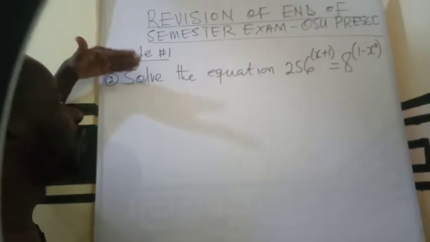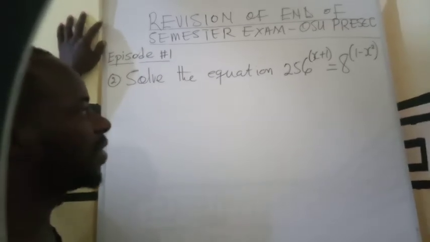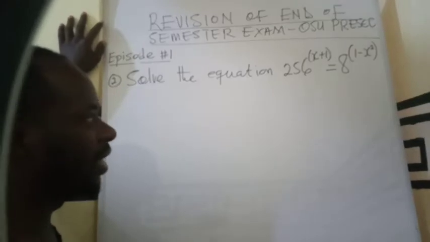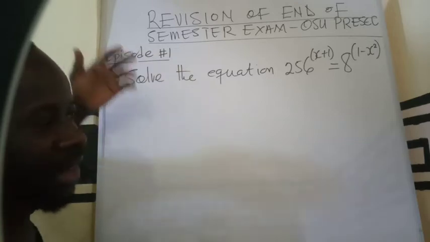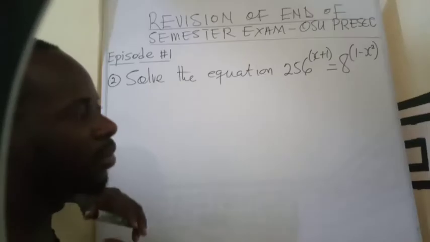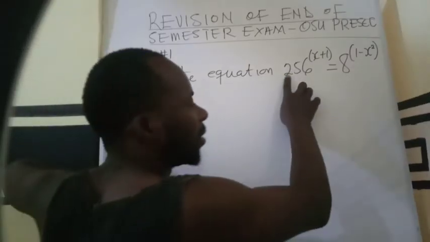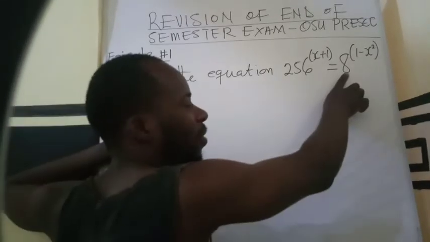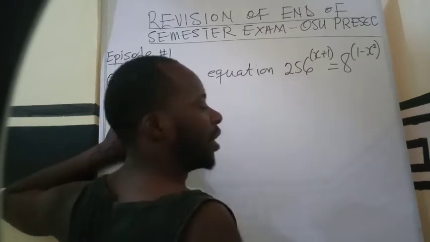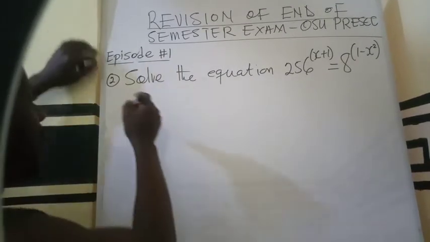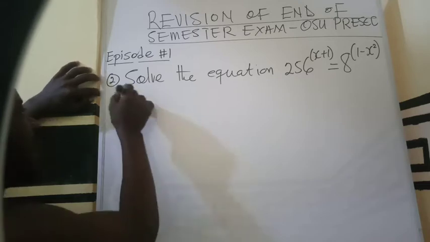Okay, the next question is also indices. We have to solve the equation 256 exponent x plus 1 is equals to 8 exponent 1 minus x squared. So we can see that the variables are in the exponent. So we equate the bases to be the same. So we break 256 and 8 into the same base. And we can say that here we can break it into 2 times 2 times 2. So therefore, this can also be in base 2. And that will give us 2 exponent 8.